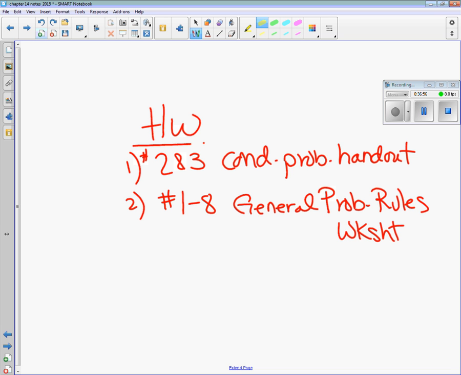I want you to search and tell me where you see a contingency table on this entire worksheet that I handed you. Nowhere. Guess what? You need to do one. Your hint is you should create a contingency table for number 6. That will help you answer the questions. So that's your hint on number 6.